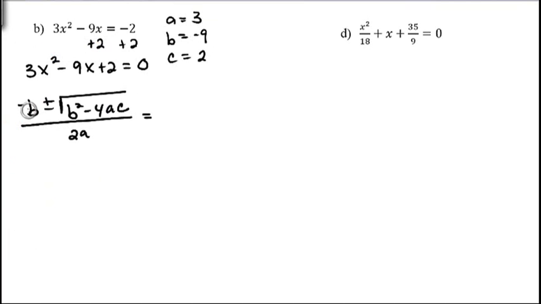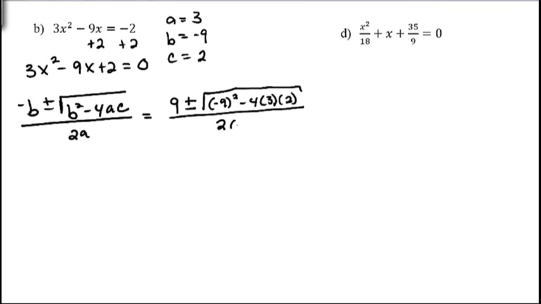So we want negative b, or the opposite of b, so that for us is going to be positive 9 because our b is negative 9. And then the square root of b squared. Remember to put this in parentheses, negative 9 squared, because when you square a negative 9, it's going to be positive, so you have to make sure you're careful about that. And then minus 4 times a, and a is 3, and times c, which is 2. And then this all gets divided by 2 times a, and our a is 3.